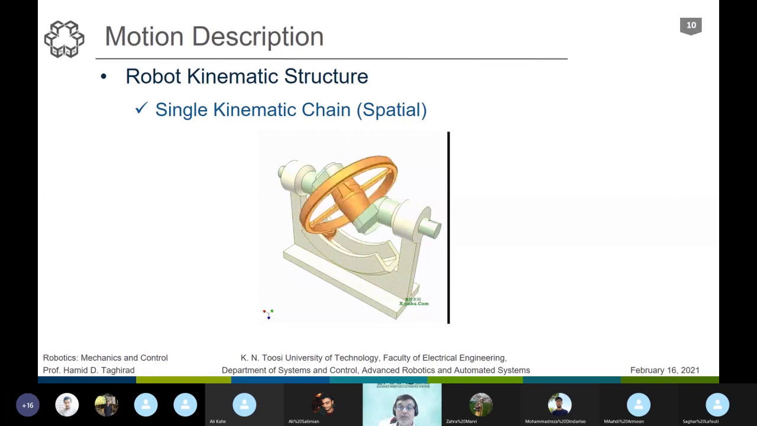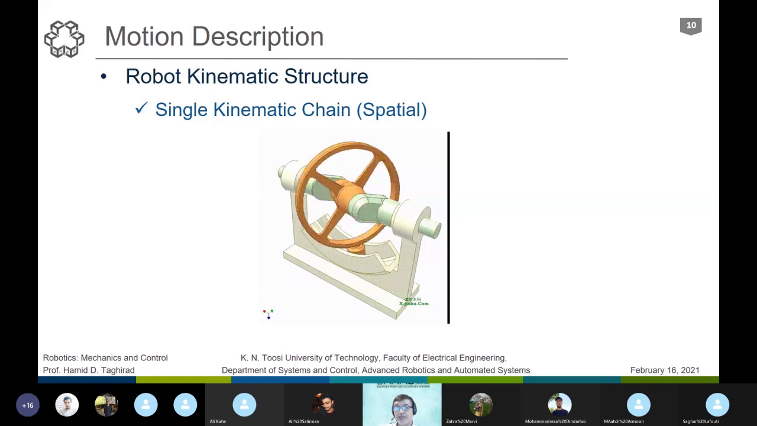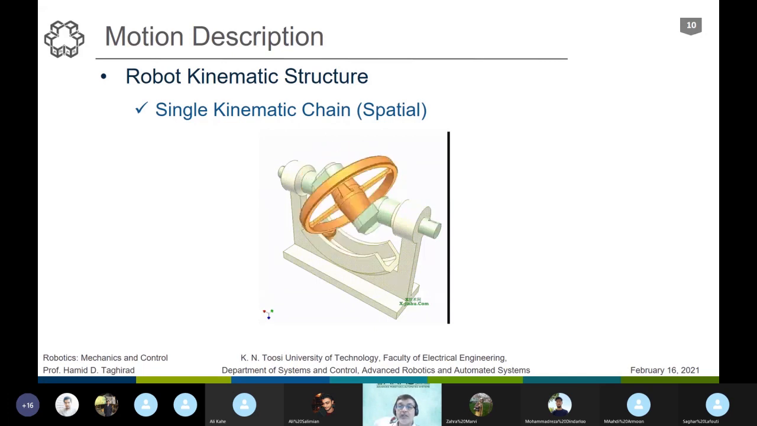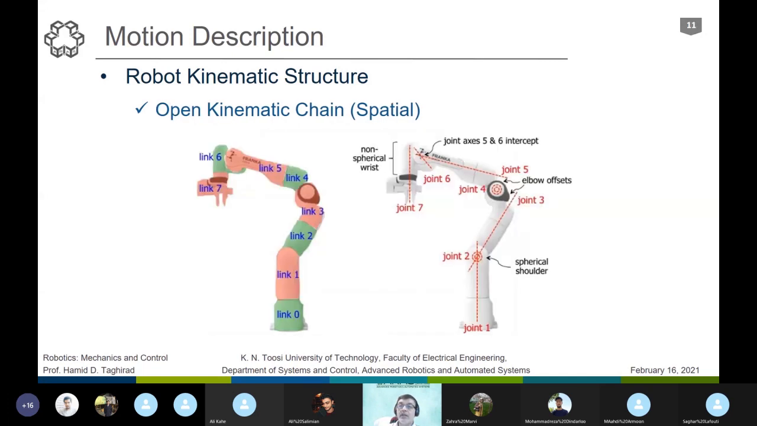Of course, all of them provide different structures, but unfortunately in this course we cannot analyze all of them, and we will analyze only the most simple one, which is seen in this structure. In this structure, we call it an open kinematic chain.